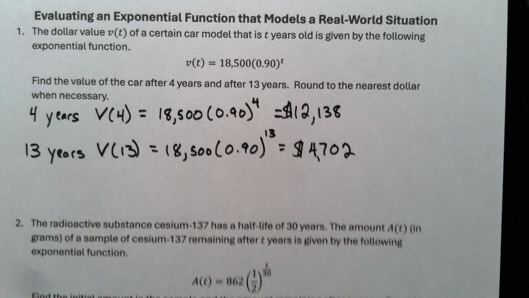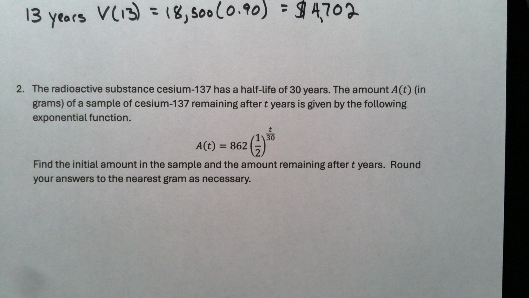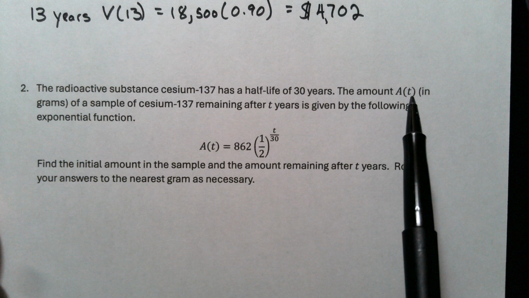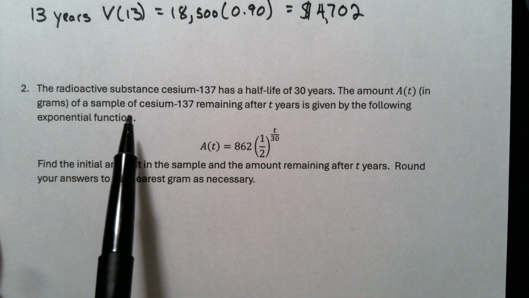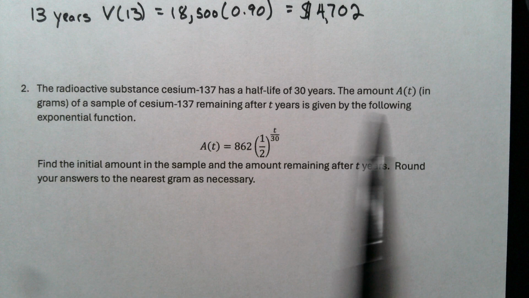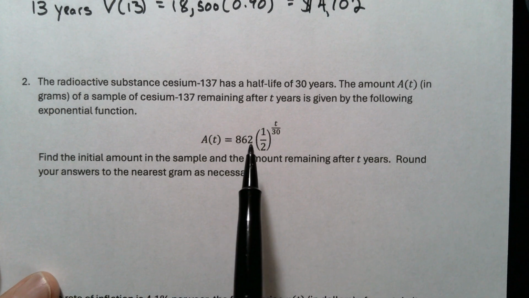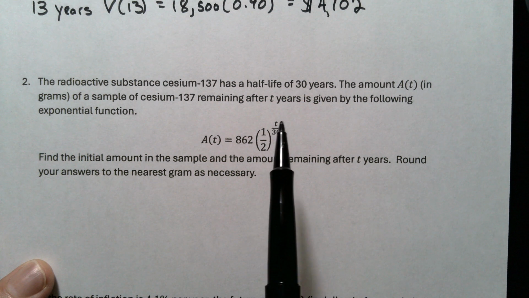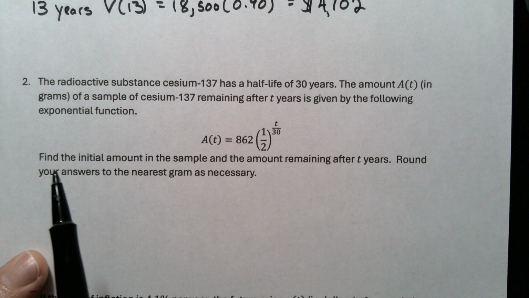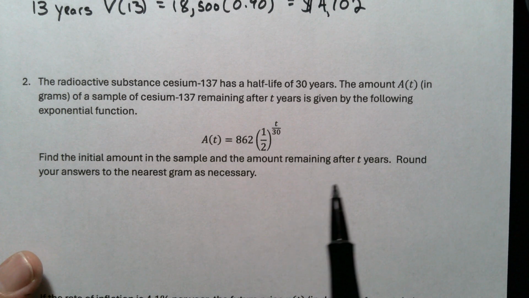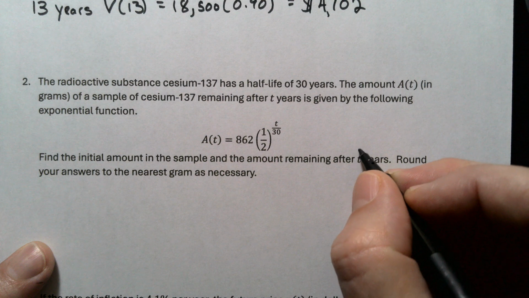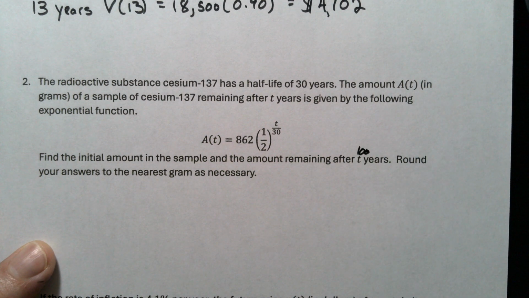Okay, let's take a look at the next one. The radioactive substance cesium-137 has a half-life of 30 years. The amount A of t in grams of the sample of cesium-137 remaining after t years is given by this exponential function: 862 times 1/2, which is for half-life, to the t over 30. Okay, so find the initial amount in the sample, and then find the amount remaining after, I think that was supposed to be 100 years. T equals 100.